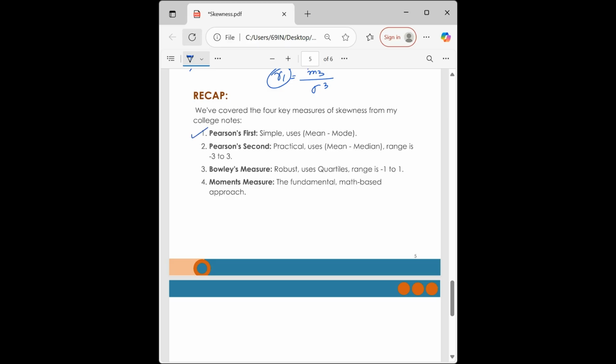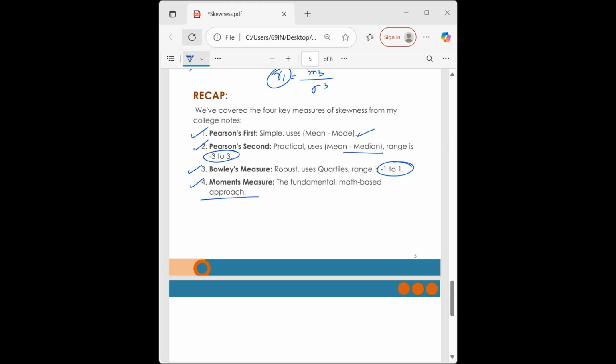First, Pearson's first, simple, uses mean minus mode. Pearson's second, practical, uses mean minus median, right? Range is minus 3 to 3. Third, Bowley's measure. It's robust, uses quartiles, ranges minus 1 to 1. And fourth is moments measure, the fundamental math based approach, right? So now you are pro at spotting and measuring the lean in your data.